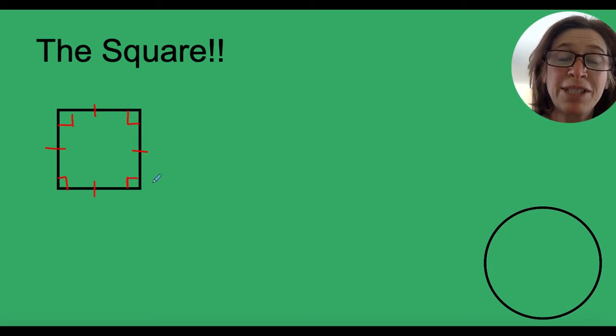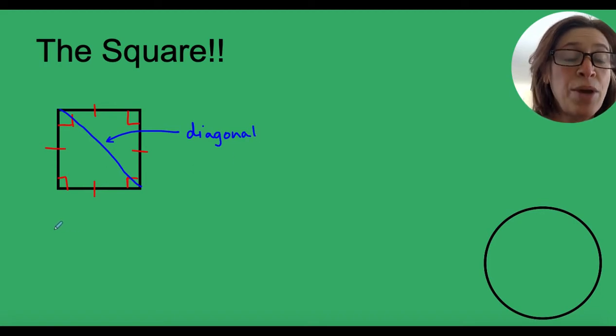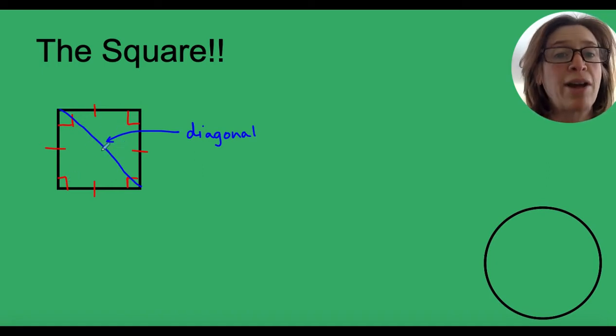And what's really interesting about the square, when we've been working with the Pythagorean theorem, is that if we draw a diagonal in it, that blue line is called a diagonal, then we can use the Pythagorean theorem, because now we've broken it into 2 right triangles. We actually could make it 4 right triangles, but I'm just going to draw on that one diagonal.